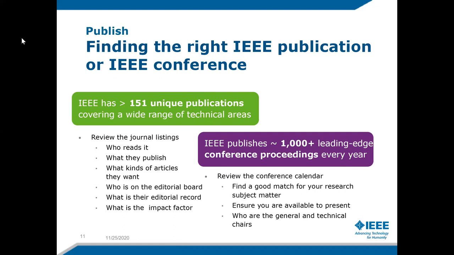Now, the first thing we should do is review your journals. Who is going to read it? What do they publish, what kind of articles, what do they want, who is on the editorial board, what is their editorial record, what is the impact factor? For example, I have some feedback from the editor, and then you got a direct reject from the EIC.